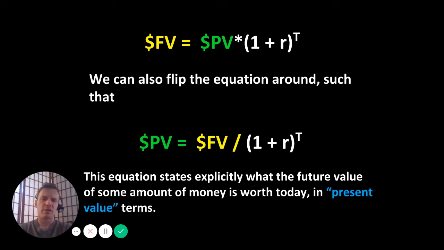So the way we would do this, if we wanted to get the PV in dollars by itself, is we could divide each side by the stuff in the parentheses and the exponent, right? So we could divide both sides by 1 plus R to the T. And if we did that, we would get PV is equal to future value, FV, divided by 1 plus R to the T. And so there's something special about this second equation, which is it gives us an ability to evaluate what the future value of some sort of amount of money is in today or present value terms.